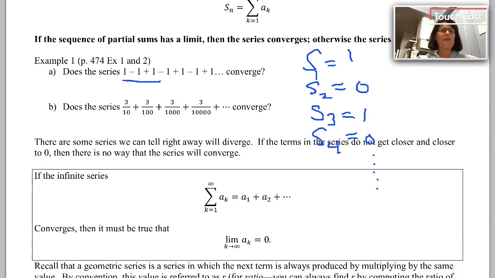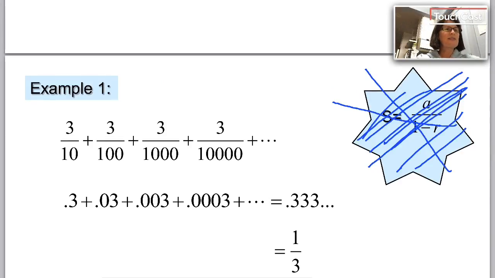Okay, so check out letter B. Completely different B's letter B. I have a nice slide for letter B. Hold on. Okay, I crossed out that formula because maybe you don't know it yet. But I want to know if this series converges: 3/10 plus 3/100 plus 3/1000 plus 3/10,000 plus ... So I'm going to find the partial sum. The first partial sum is 0.3.